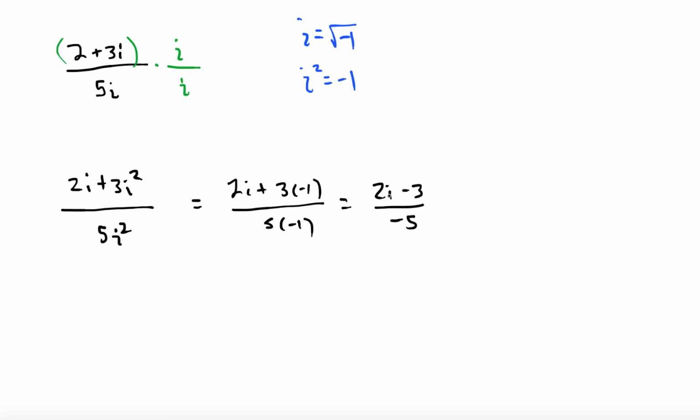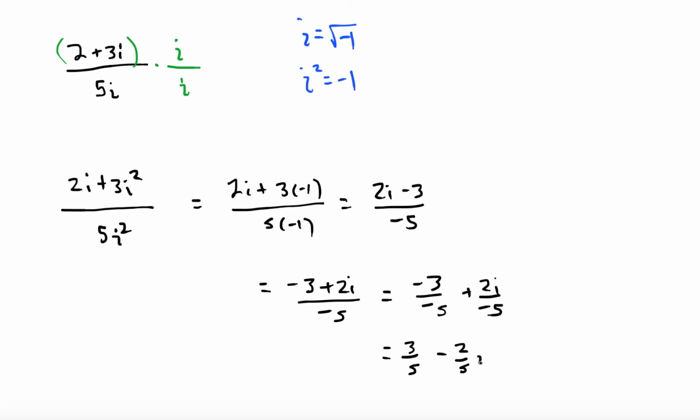Now, the proper way to write this would be to put the real part first and to put the i part second, okay? And we should split this guy up, okay? So if we rewrite this as -3 plus 2i over -5, and then we split it up, we get -3 over -5 plus 2i over -5, and we'll just clean this up just a little bit here. These negatives will cancel out, so we get 3 over 5 minus 2 over 5i. Okay, this would be the correct way to write the final answer.